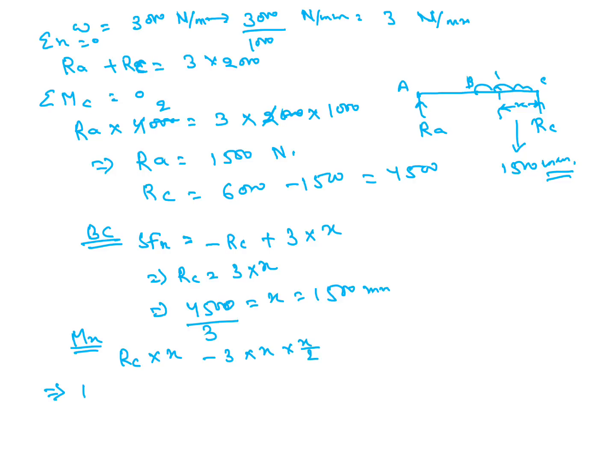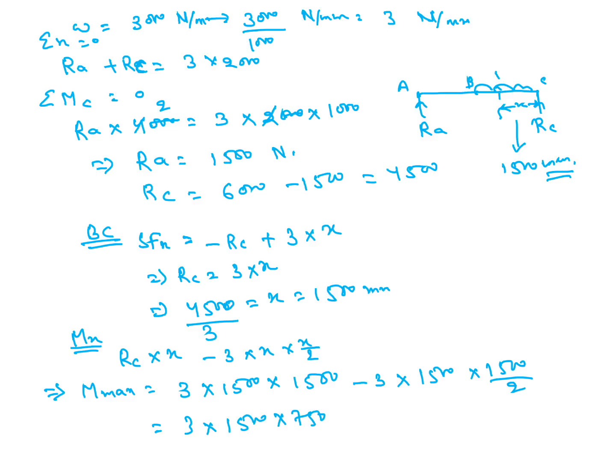So M maximum will come: 3 into 1500 into 1500 minus 3 into 1500 by 2. We will get 3 into 1500 into 750.